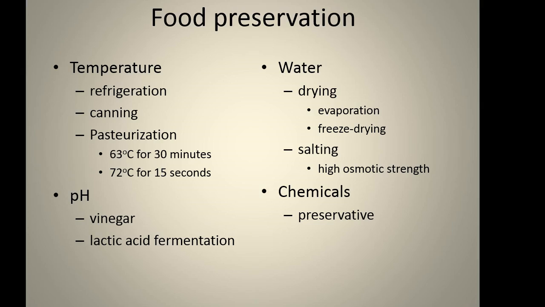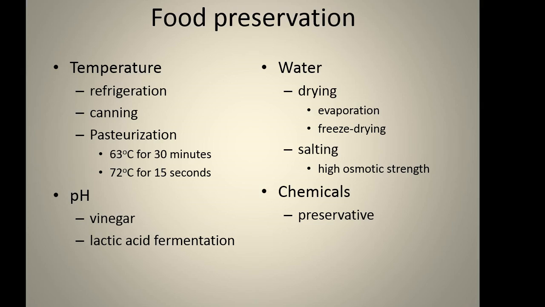Okay, so back to temperature. Refrigeration was the first thing, then canning, pasteurization: 63 degrees Celsius for 30 minutes or 72 degrees Celsius for 15 seconds. See how the higher the temperature, the shorter the time it takes to pasteurize. 72 degrees Celsius is higher than 63, and the difference is half. No, less than half. 15 seconds is 1/4 of 1 minute, but it takes 30 minutes at 63 degrees Celsius.